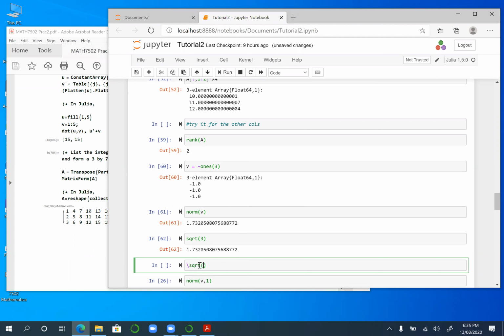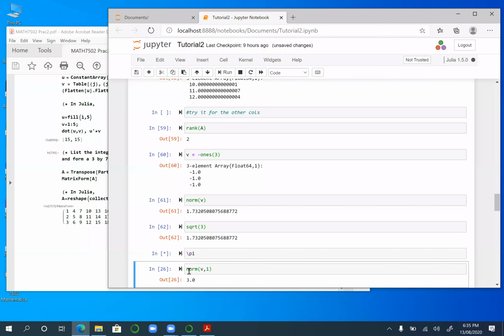\SQRT3. And then press tab, because I was hoping that would give me a nice pretty square root symbol over the 3, like I would get in Mathematica if I did something similar, although I would do that with an uppercase S and a square bracket. Okay, but this didn't work, right? So it doesn't give me a nice pretty square root of 3. But nevertheless, the LaTeX command for pi does work.